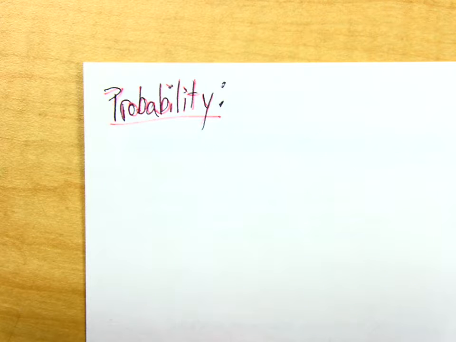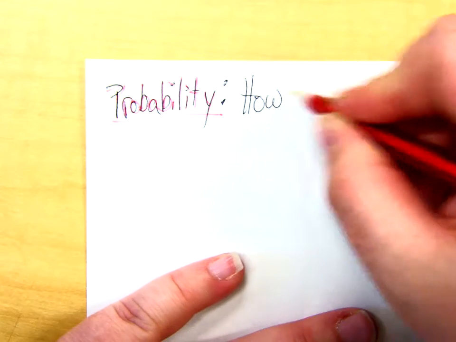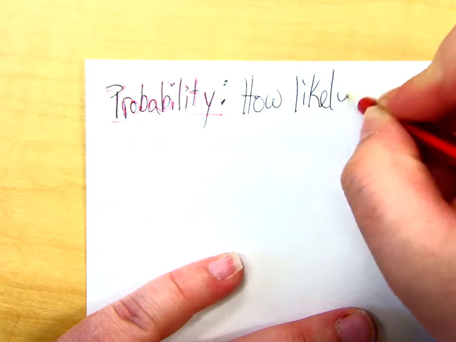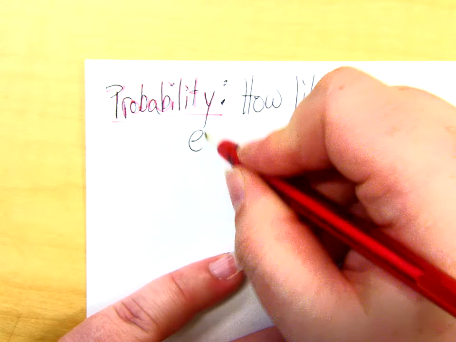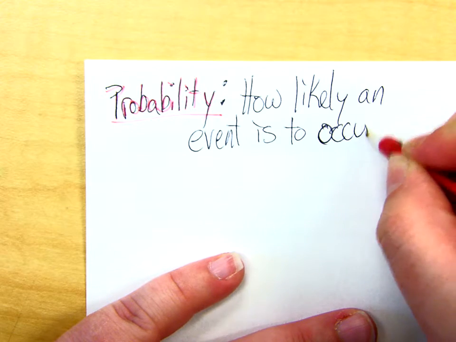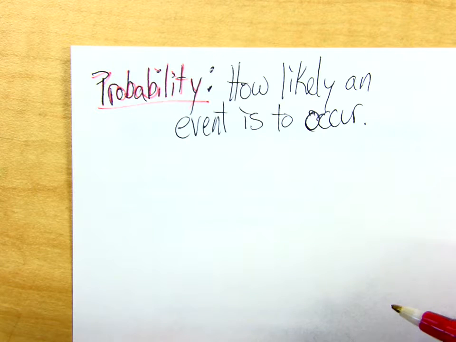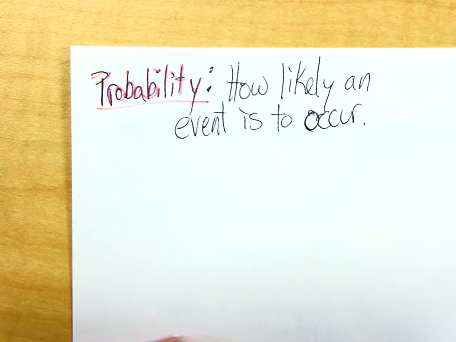So today we're talking about probability. We'll get to odds eventually. So probability is simply how likely an event is to occur. There's a very simple formula that we use to determine probability.